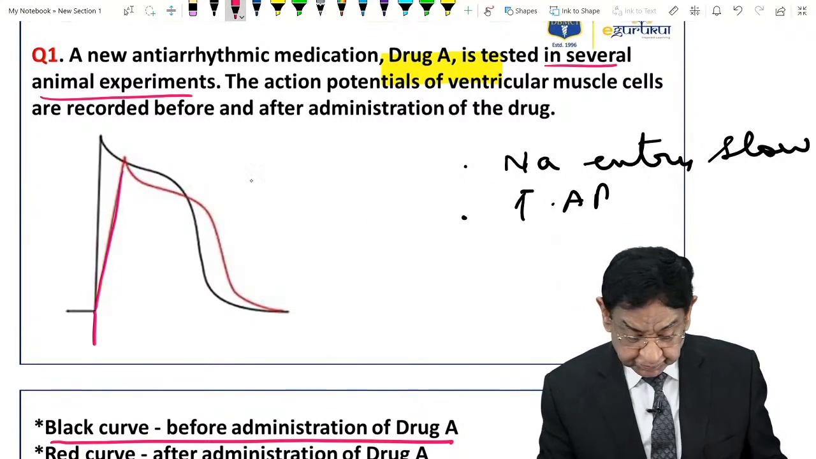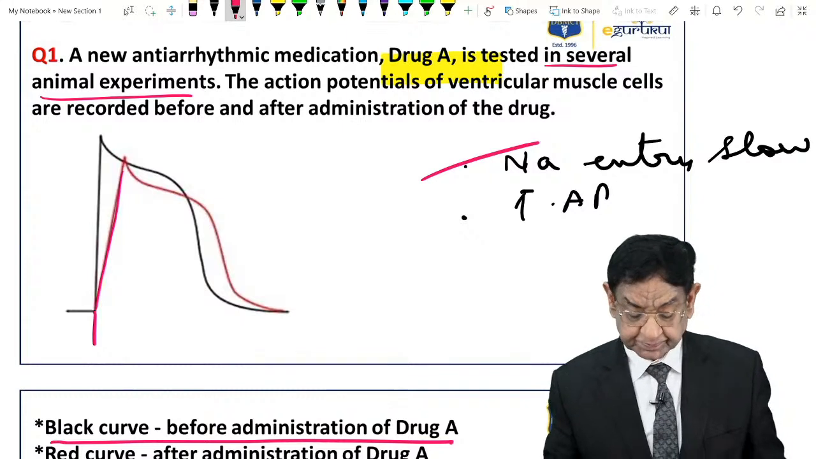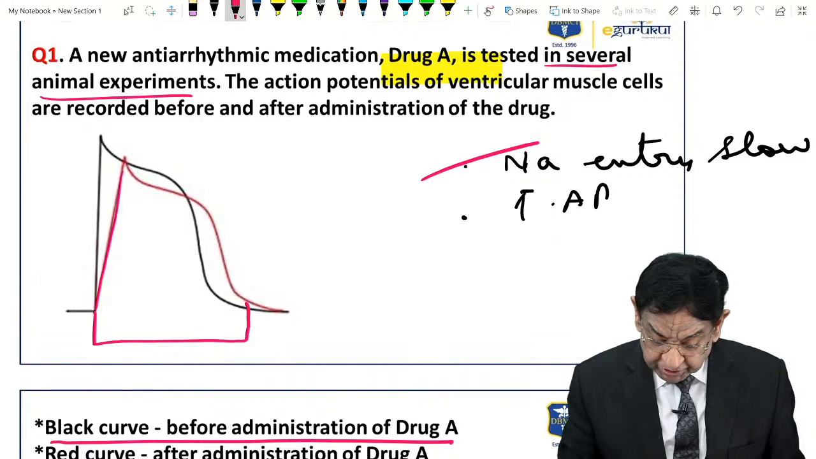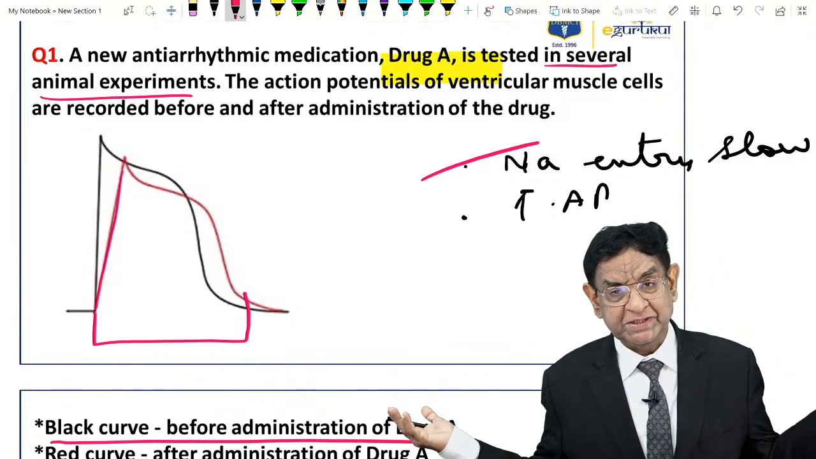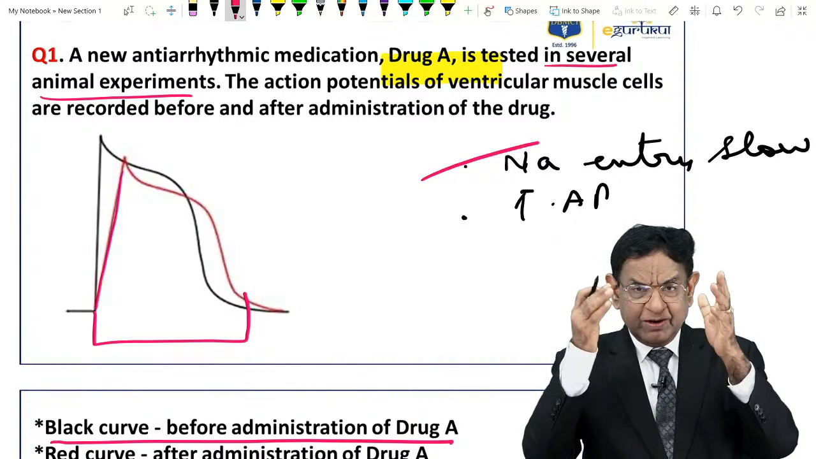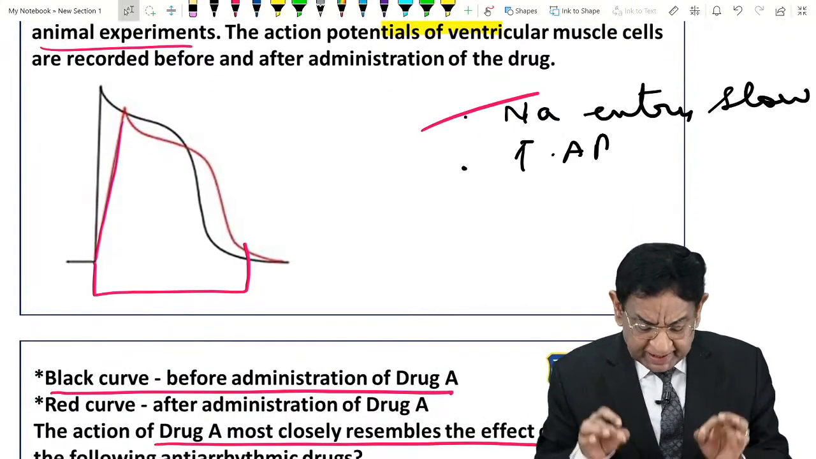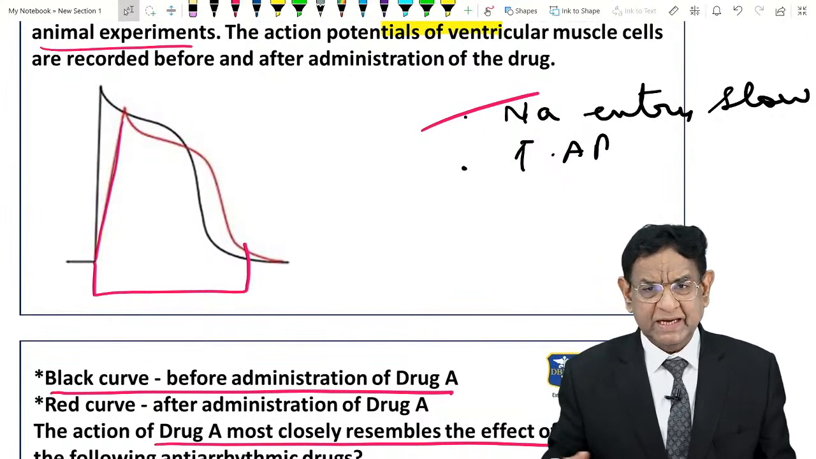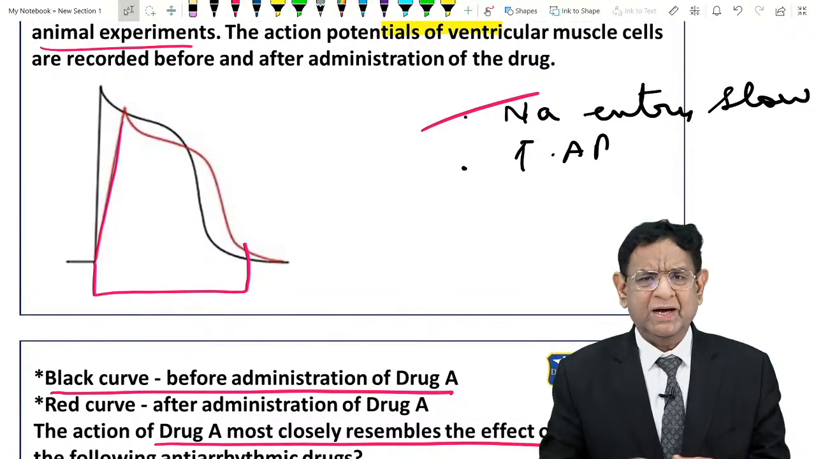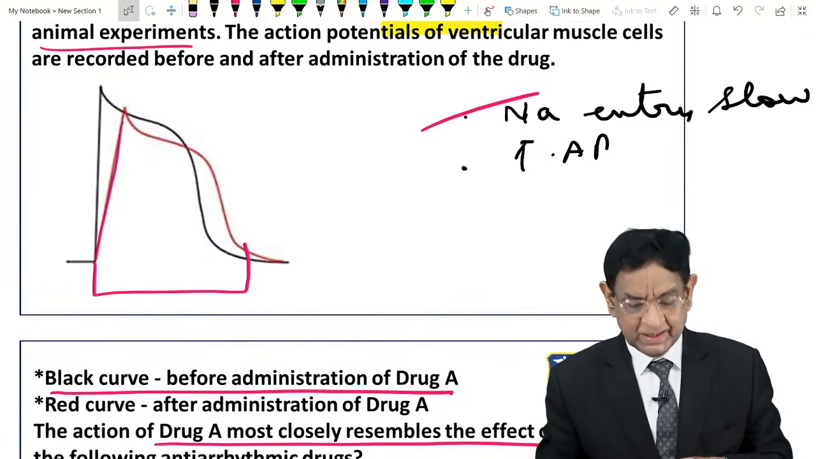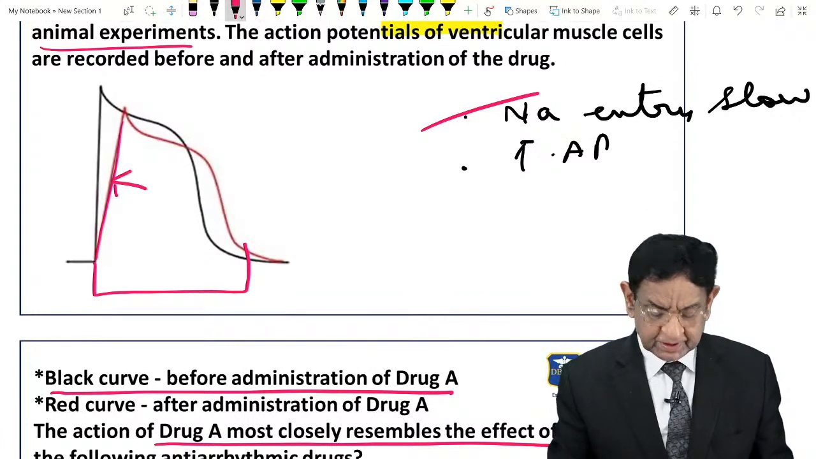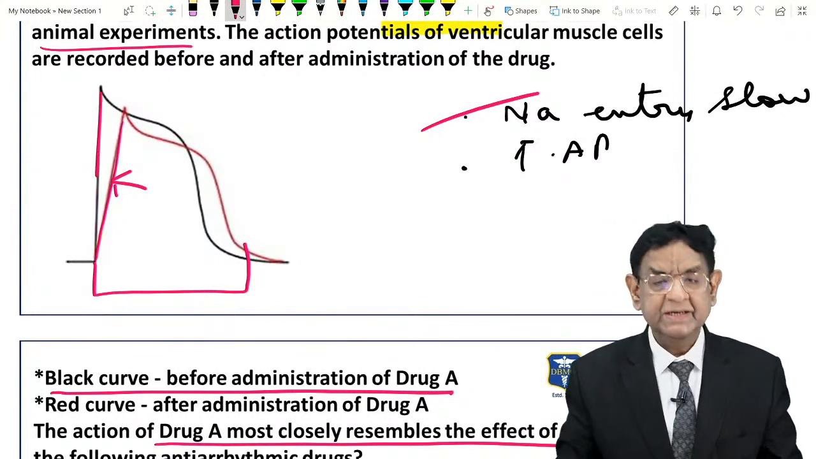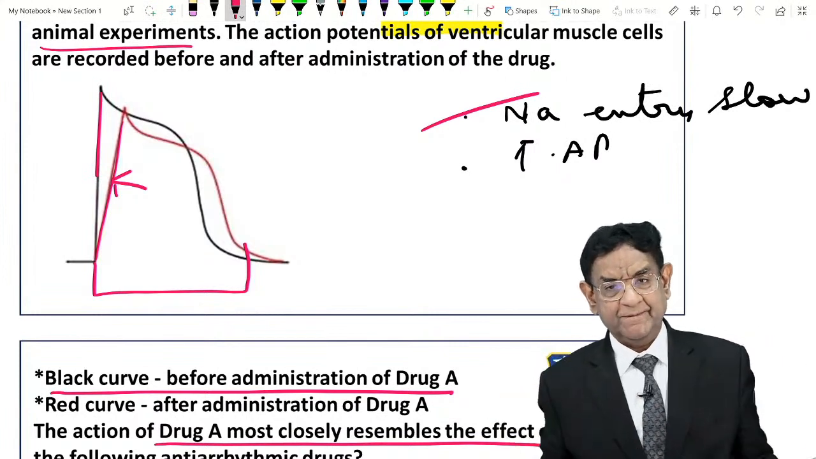This is a sodium blocking drug. Agreed? And it has increased the duration of action potential. Now things are very simple. At a glance only, I'll be showing this graph, different types. At a glance only, you can tell this is the answer. Why? You have to look into this slope, turning on the right side as compared to normal. It is a class 1 drug.